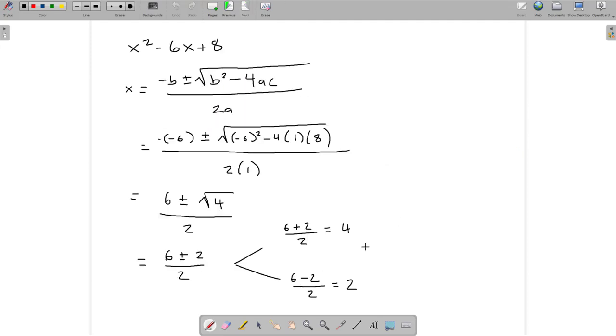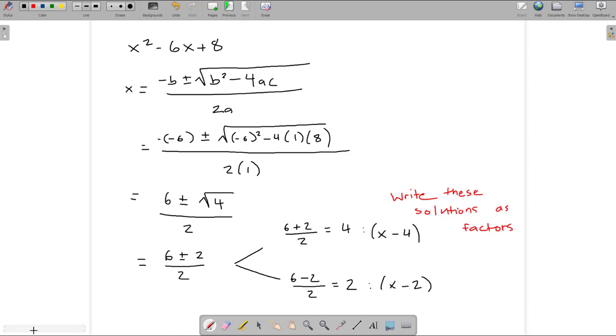So then if you did this method, you would just have to write these as factors instead. So like write these, so this one is x minus 4, this one is x minus 2.